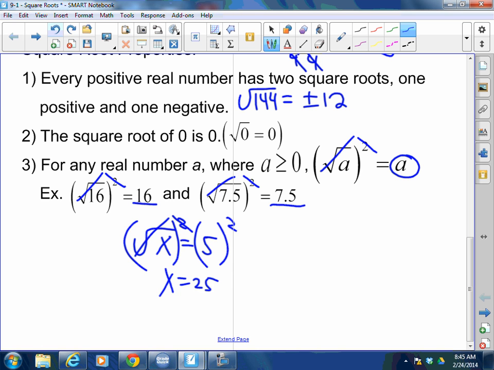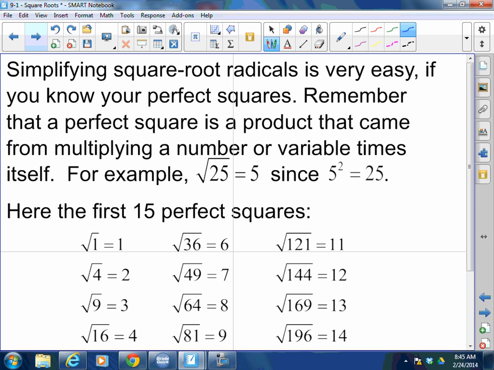Okay, and move on. Okay, now, simplifying square root radicals is very easy if you know your perfect squares. At this point, I'm hoping that your multiplication skills are very strong and solid. We haven't used a calculator all year because of this. I want you to be strong. Remember that a perfect square is a product that came from multiplying a number or variable times itself. Okay, it's just a recurring theme. Square root of 25 is 5. Why? Because 5 times 5, or 5 squared, is 25.